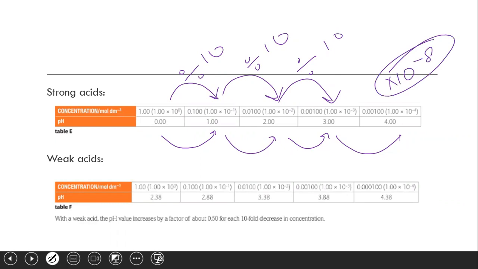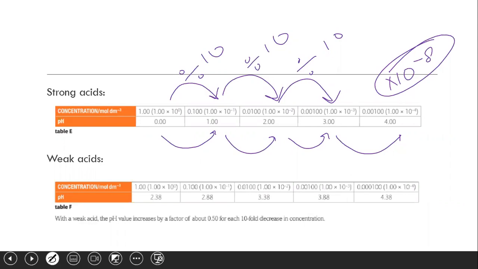So that is basically what happens: as the concentration of the acid decreases, the pH increases. For a strong acid, this is the relationship. As the concentration decreases by 10, the value of pH increases by 1.